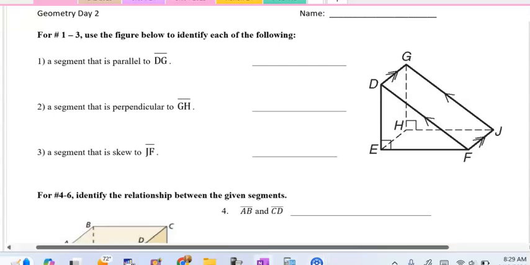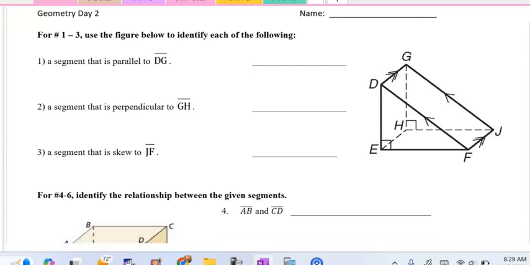Hello, geometry students. This is a video on the warm-up and then the lesson on parallel lines.